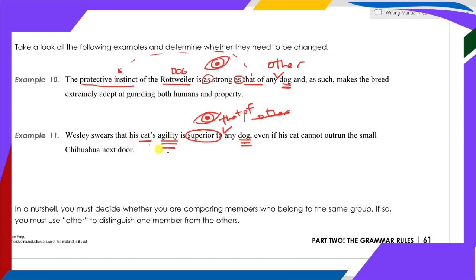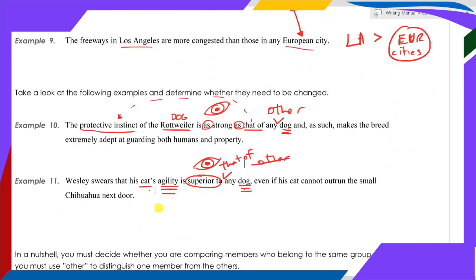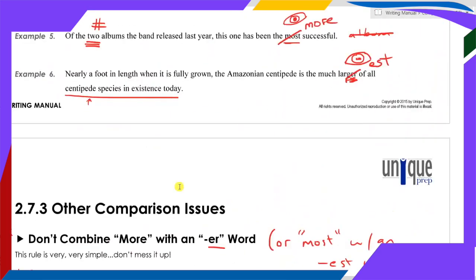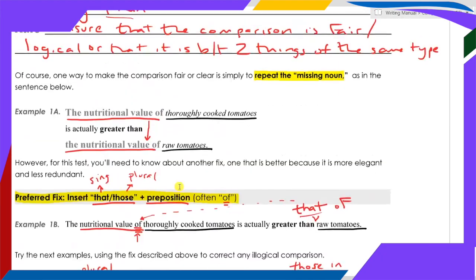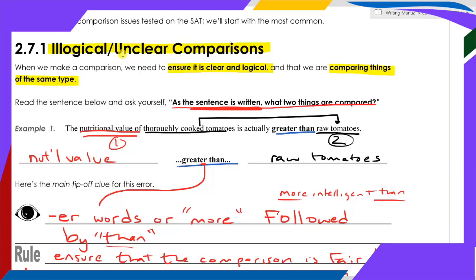So I threw in another unclear or illogical comparison error here. This is not a part of the group error, but an unclear or illogical comparison error. Hopefully you caught that. If you didn't, make sure you're looking for those unclear or illogical comparisons. That is it for comparisons. So remember, our big rule when we spot a comparison is making sure the comparison is logical or fair or clear.